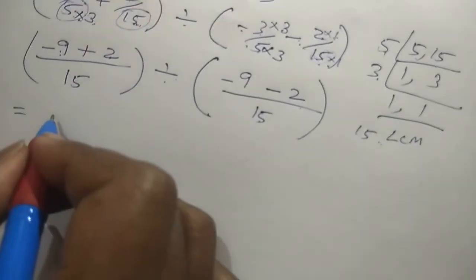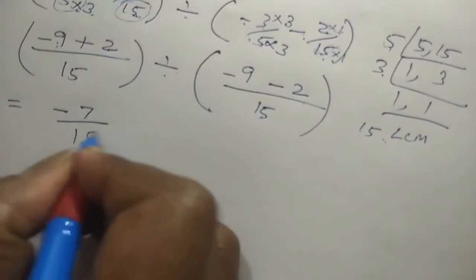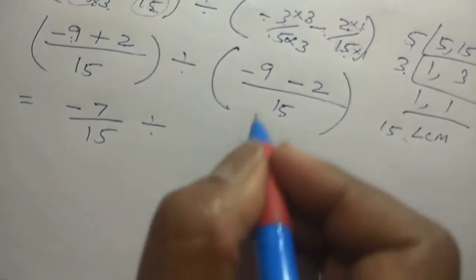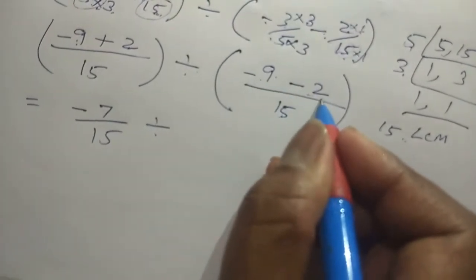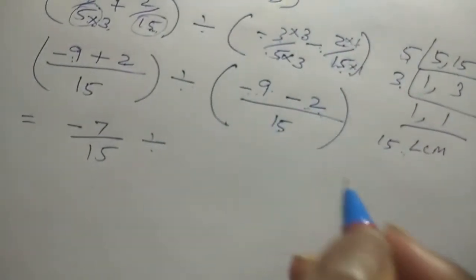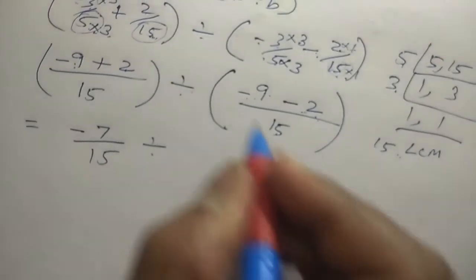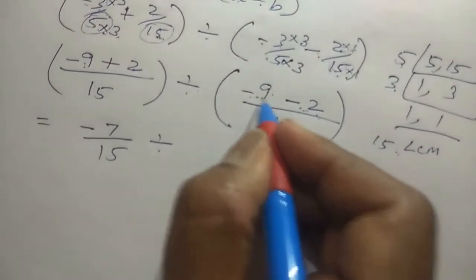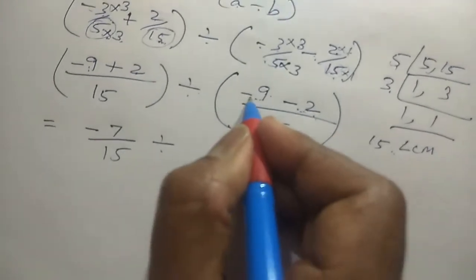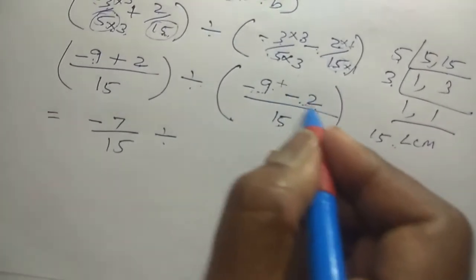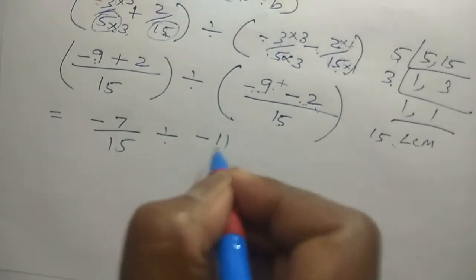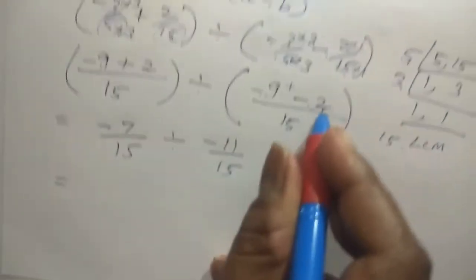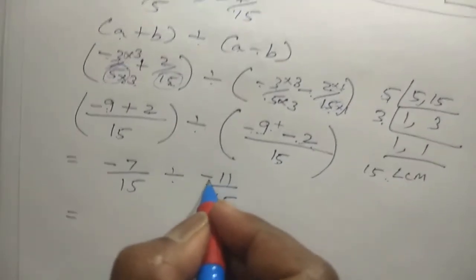So the answer here is minus 7 by 15 for the first bracket. This is divided by the second one, which is minus 9 minus 2. This is a different case: both the numbers are negative, but we are adding. So minus 9 plus minus 2 will be equal to minus 11 by 15. We are adding both the negative numbers, so you will get another negative.